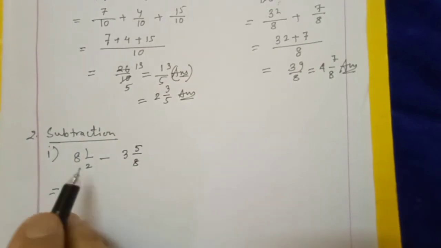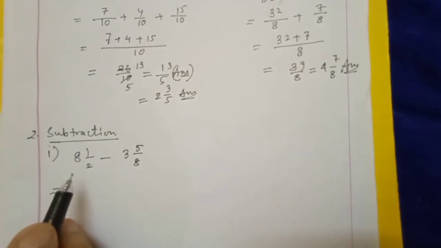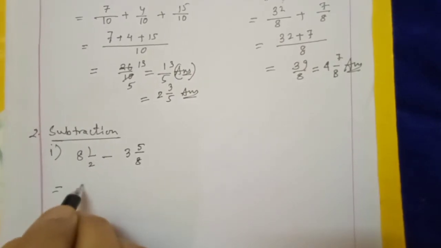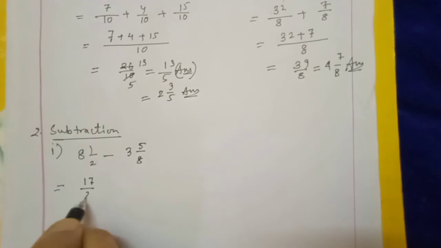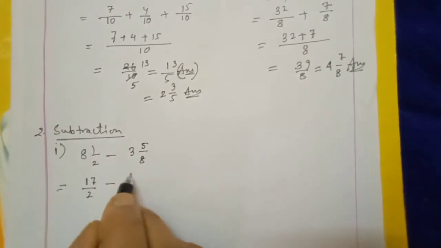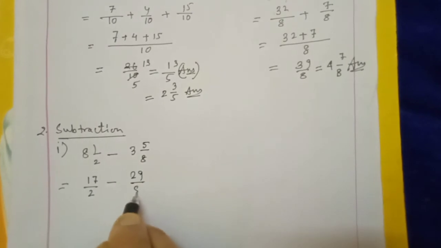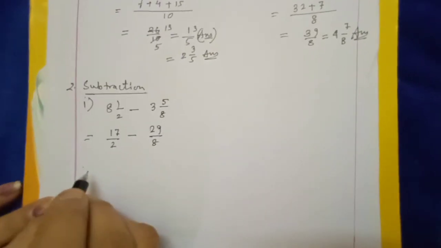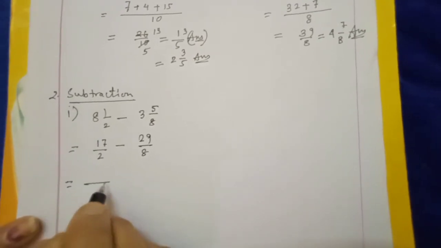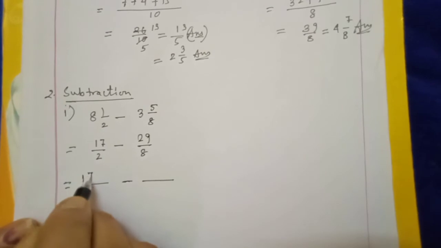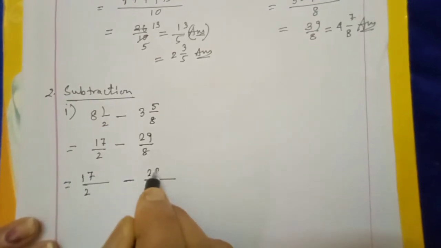First of all, it is a mixed fraction. Make it a simple or improper fraction. 8 2s are 16, plus 1, 17 by 2. Minus 3 8s are 24, 24 plus 5, 29 by 8. As the LCM of 2 and 8 is 8, make the denominator equal in both the fractions. It was 17 by 2 and it was 29 by 8.